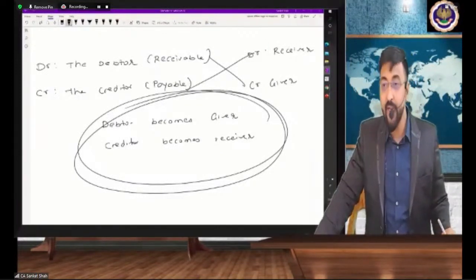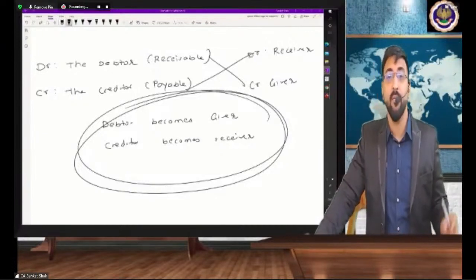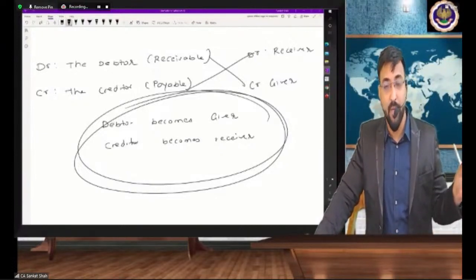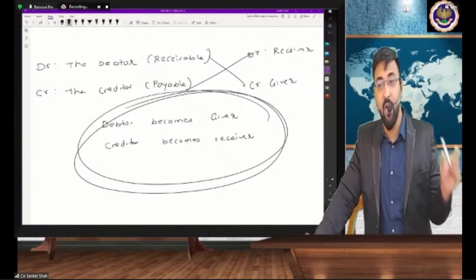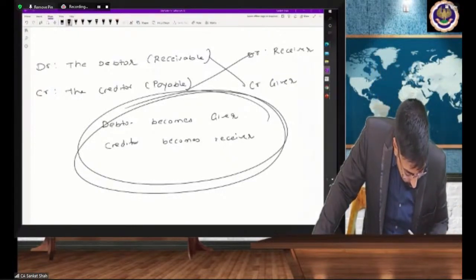Debtor is related to sale, creditor is related to purchase. I want to see. Very good.